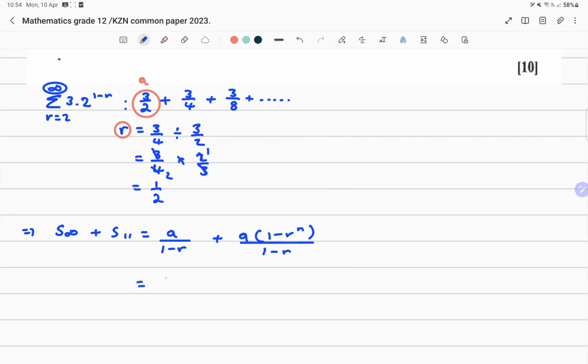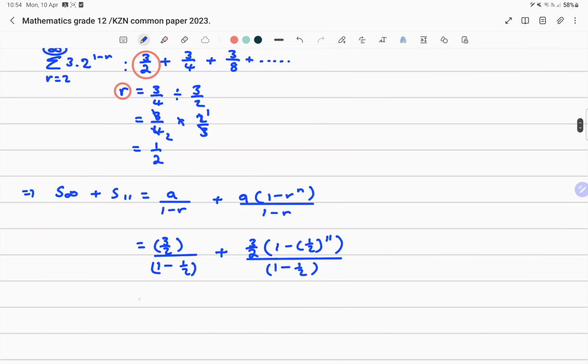So what was a here? It's 3 over 2. Divide by, so we can put it in brackets, 1 minus a half. All right, plus we still have 3 over 2 into 1 minus our r, which is a half, raised to the exponent. Now remember, this is S11. This is all divided by 1 minus a half because it's the same. So this is easy, guys, pretty simple.